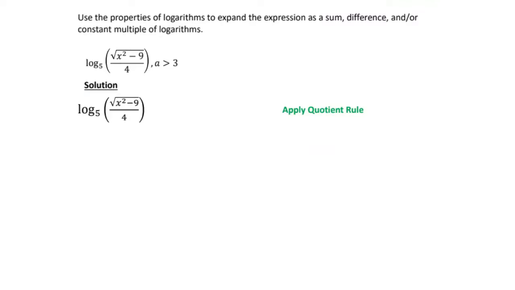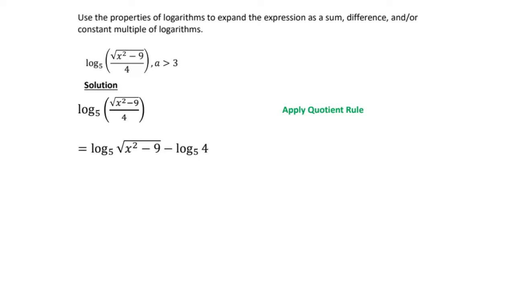All right, let's look at another example. Let's use the properties of logarithms to expand the expression as sums or differences and constant multiples of the logarithm. Again, we have a log with the same base, but the input has a division, so we can apply what's called our quotient rule. When we have a log of the same base and items in there that are being divided, we can expand them by subtracting two logs. We have the log of the square root of x squared minus 9, minus the log of base 5 of 4. So it's the numerator minus the denominator.